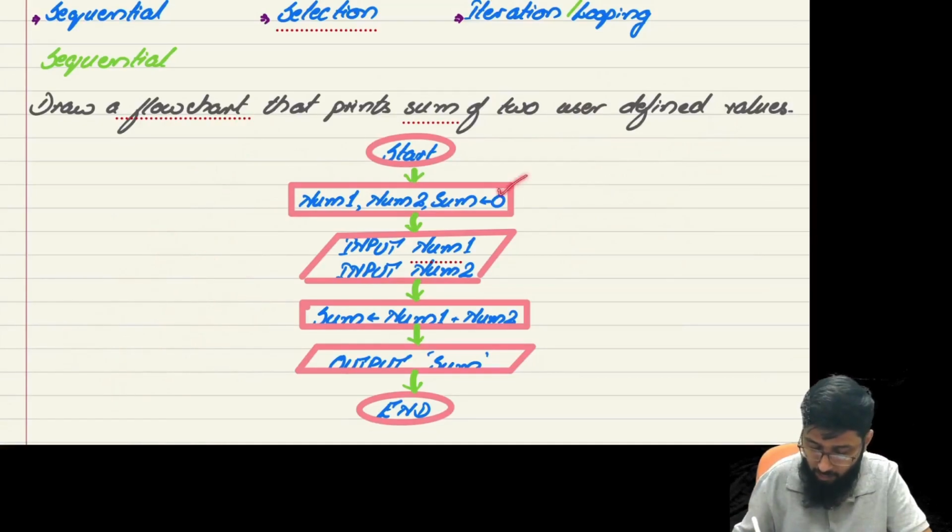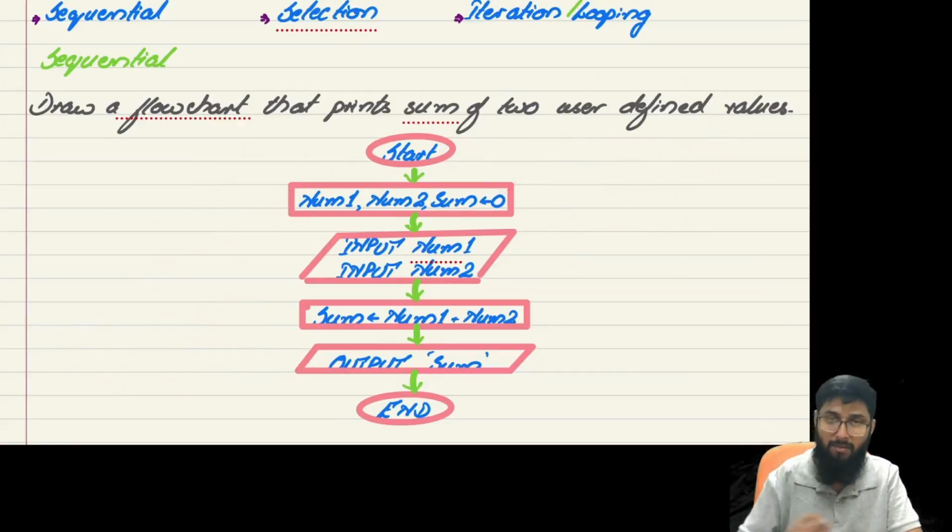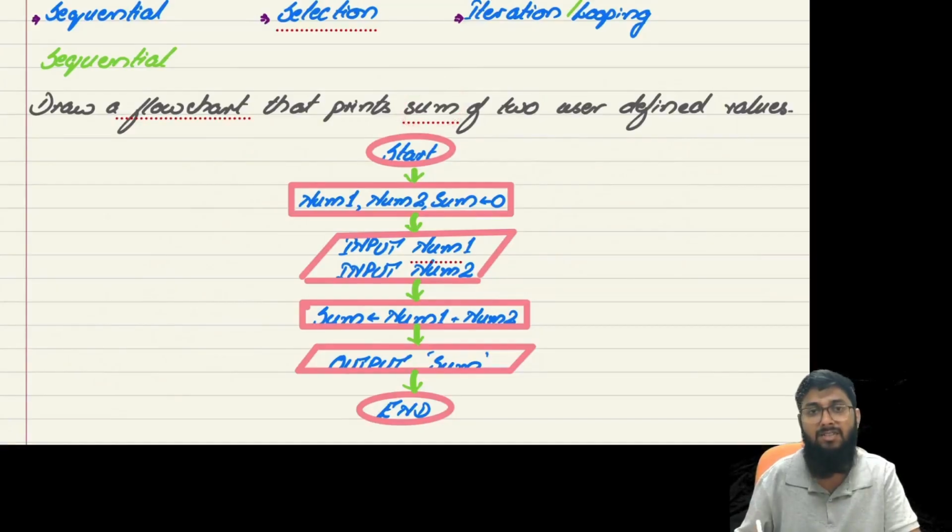And then finally you have sum initialized with the value 0. Now what do I mean by sum initialized with a value? Do remember, they were asking about the sum. So sum is not a user defined value. Sum is something that you will actually be calculating.